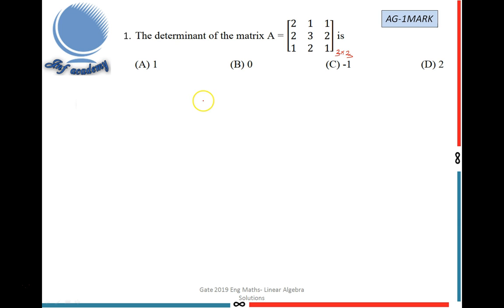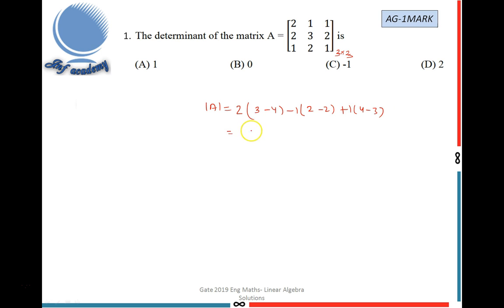Yes, it is possible because the given matrix is a square matrix. Then only you can find it. Determinant of A equals: here the given matrix is a 3 by 3 matrix. How to find the determinant? Sum of the cofactors of the first row elements, that is 2 into, delete the first row and first column, we get 3 minus 4, minus 1 into the second element minus 1. Delete this row and this column, 2 minus 2, and plus 1 into, similarly, the third element, 4 minus 3.